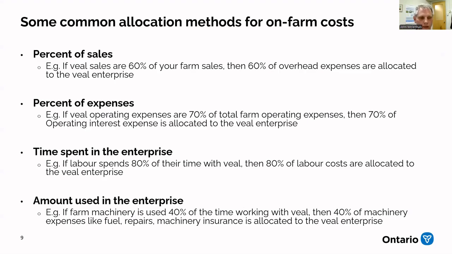But once you've got that set and you're happy with it, then you can keep on tracking that year over year. If things don't drastically change on your operation, you can keep those allocations, and it makes the year to year comparisons easier to do.